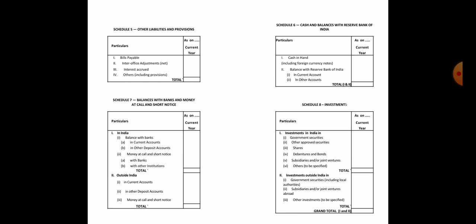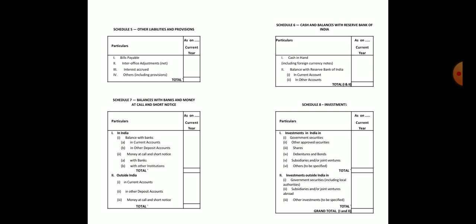Schedule 6, cash and balance with RBI, that is cash in hand, including foreign currency notes, as we know that banks also deal in forex. Balance with RBI, that is in current account and in other accounts. If we add the first point and second point, then we will get cash and balance with RBI as per schedule 6. Schedule 7, balance with banks and money at call and short notice. Again, that will include the two parts, in India and outside India.